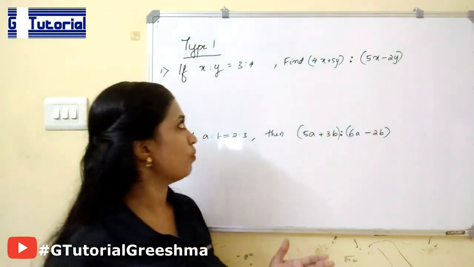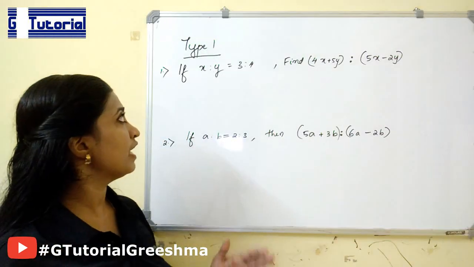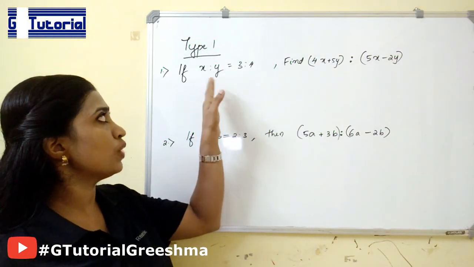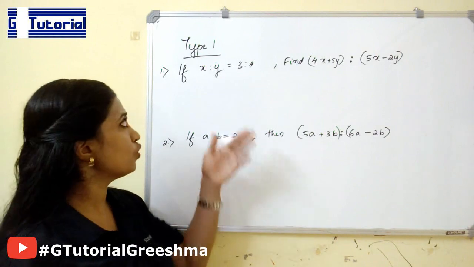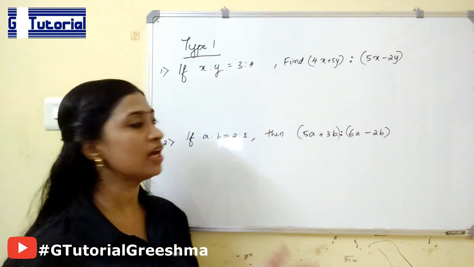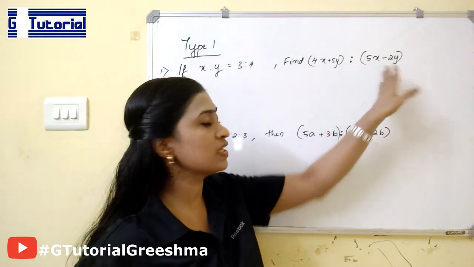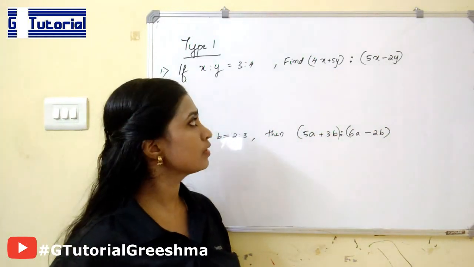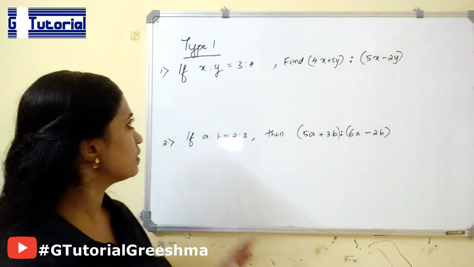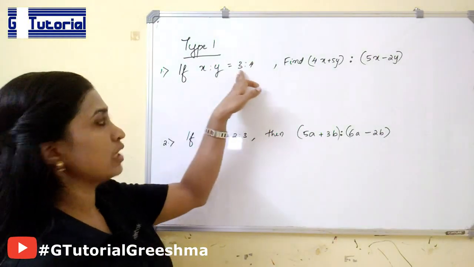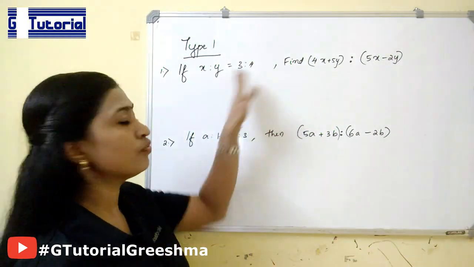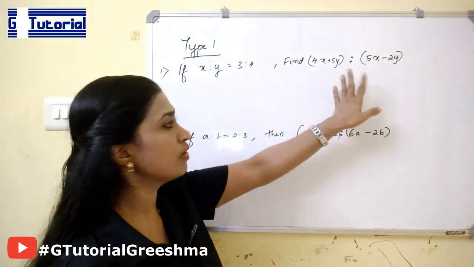This is a type 1 problem. Here we will be given that the ratio x is to y is 3 is to 4, and we are asked to find what is 4x plus 5y is to 5x minus 2y. Just substitute 3 for x and 4 for y in this expression, and we will get the answer.